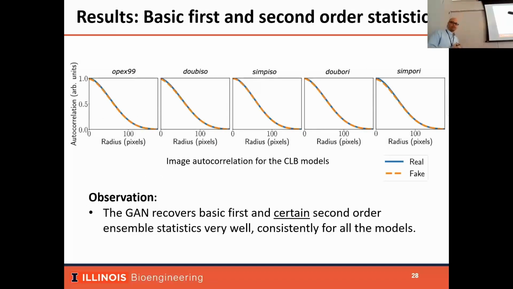Here are the results of the first and second order statistics. What I'm plotting here are just the radial average autocorrelation function computed using the real CLB objects and the fake, in other words, the GAN-generated CLB objects. And here the agreement is quite remarkable. So the autocorrelation structure was spot on for each of the 5 CLB models. So that's great, right? That seems to be good news.